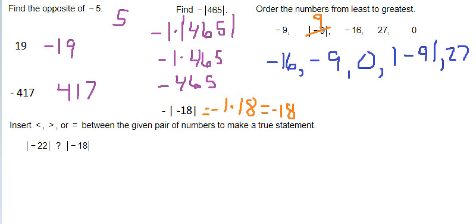The last one, we're going to determine if one of them is less than, greater than, or equal to each other. I always like to say it points to the smaller number. So the absolute value of -22 is a +22, and the absolute value of a -18 is a +18, and it points towards the smaller number. So it would just be 22 is greater than 18.